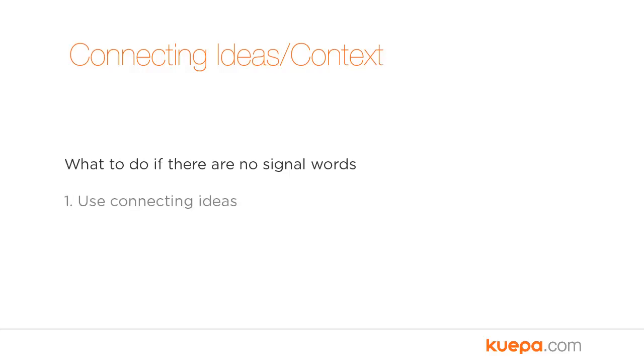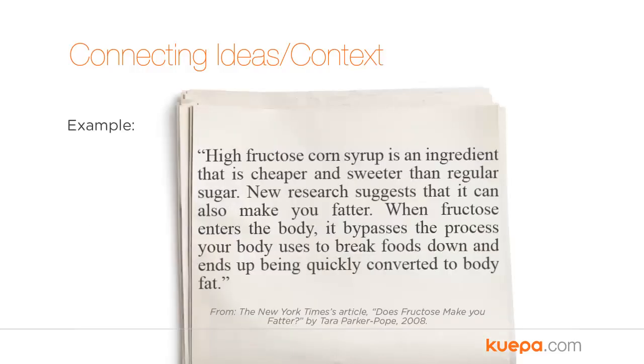While signal words are a good way to recognize that the passage you're reading contains cause and effect, what do you do if there are no signal words? You will have to use connecting ideas or context from the passage in order to pull out the concept. Take a look at this example. High fructose corn syrup is an ingredient that is cheaper and sweeter than regular sugar. New research suggests that it can also make you fatter.